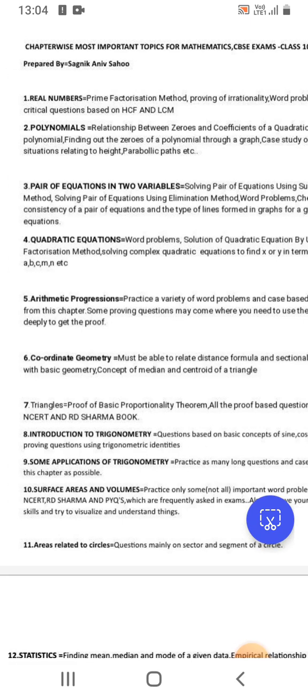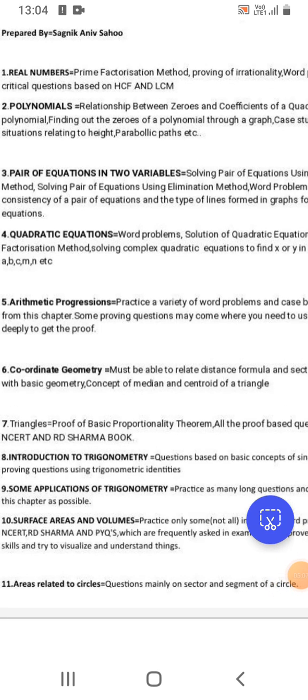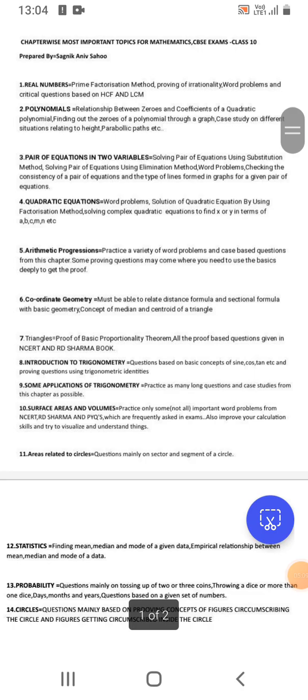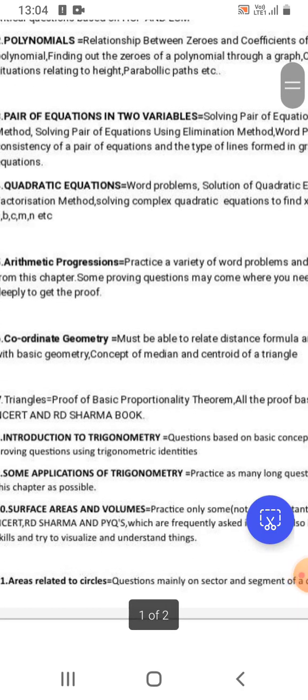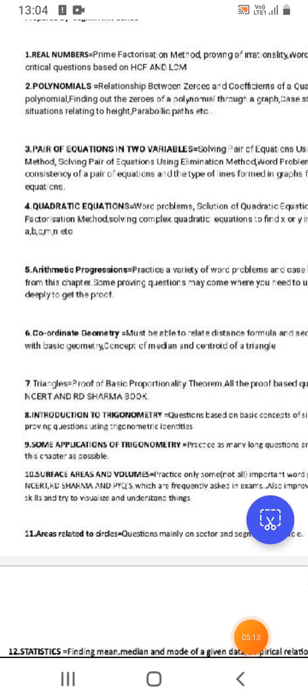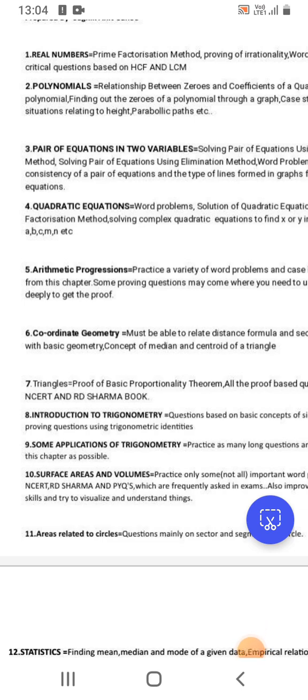Then quadratic equations, word problems. Word problems again play a crucial role in quadratic equations. Many a times the word problems directly get asked from the NCERT textbook or R.D. Sharma book, directly from the quadratic equations chapter, in 3 mark questions or in 5 mark questions mostly.